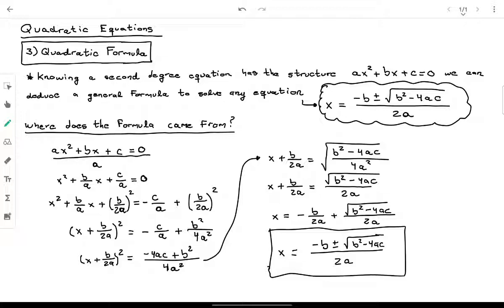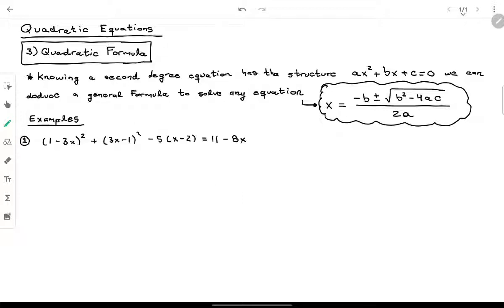Now let's see some exercises on how to apply the general formula to solve an equation. In this case, we have this equation and we need to solve it by the quadratic formula. The first step is eliminating all the parentheses and transforming the equation to have the structure ax squared plus bx plus c equals 0. A binomial squared is going to be the first one squared minus 2 times the first one multiplied by the second one plus the second one squared.